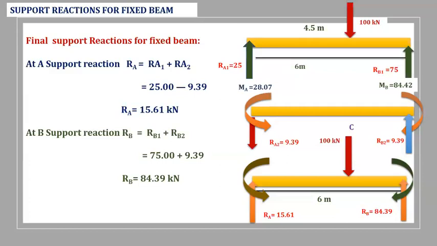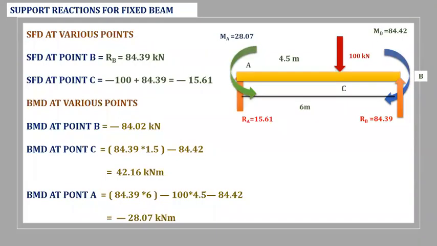Now I have the final diagram. So this is my final support reactions and support moments value diagram. So now this is my main consideration. Now RA 15.61, RB 84.39. So we can calculate what is shear force at various points and bending moment at various points.